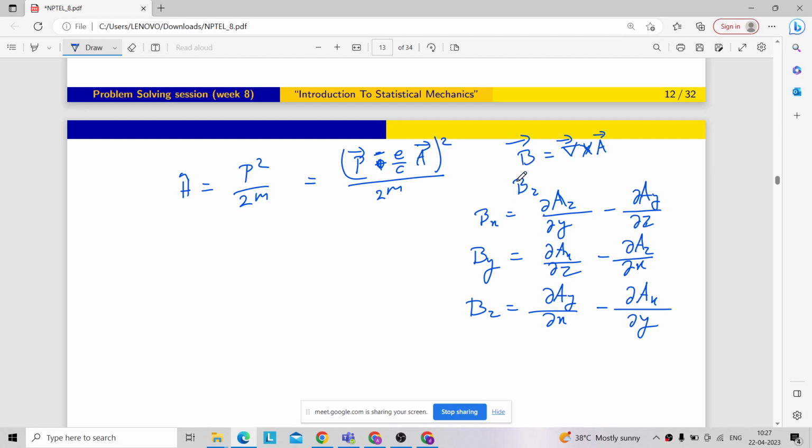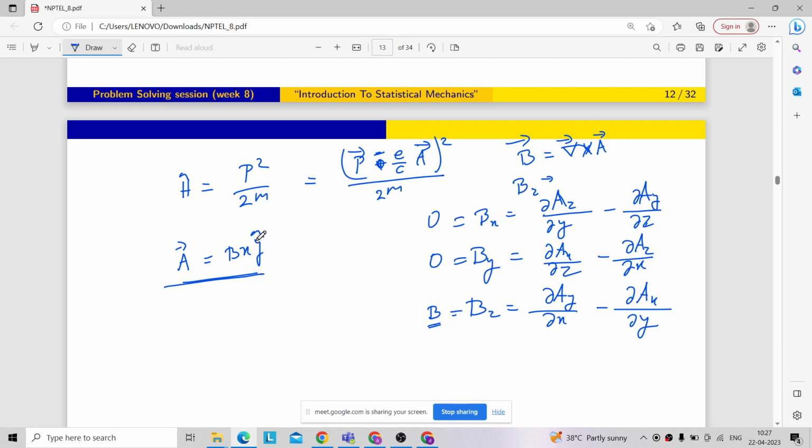Now the magnetic field is applied in the z direction, right? So only this term should survive. This should give B, and these two should give me 0. So accordingly I have to choose A, this vector, right? So now if I choose A vector to be like Bx yk, now you see this will satisfy all these equations.